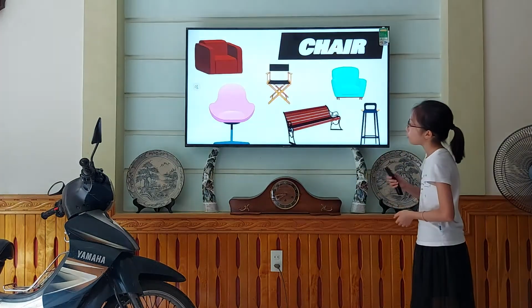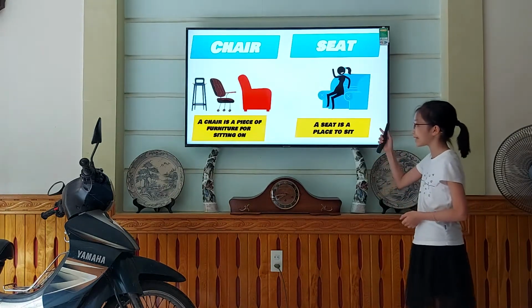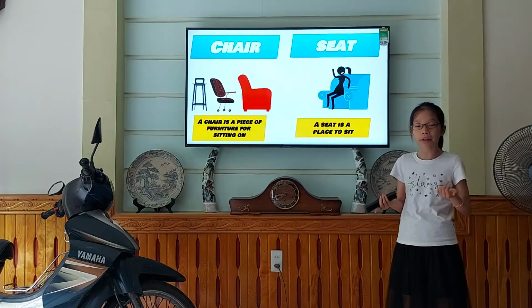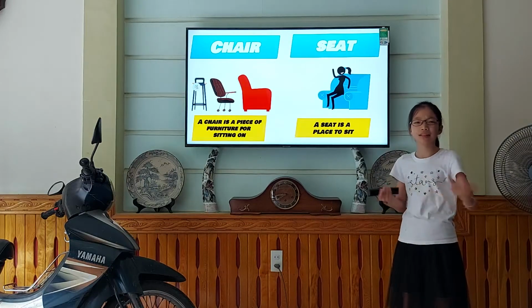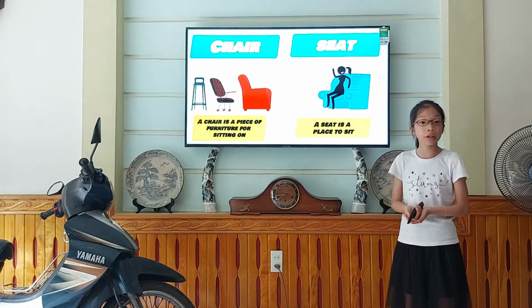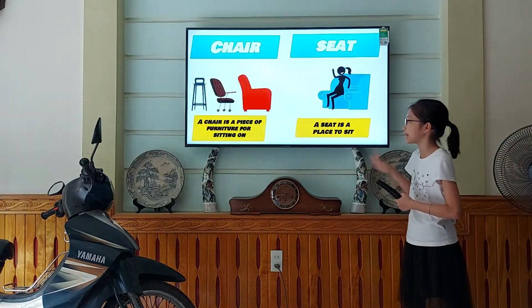Next, we have two words, which is chair and seat. Well, what's the difference between chair and seat? Somebody might say that, oh, it's the same. Chair and seat both is the place that we sit in. But no, it's totally different. So here is chair and seat.